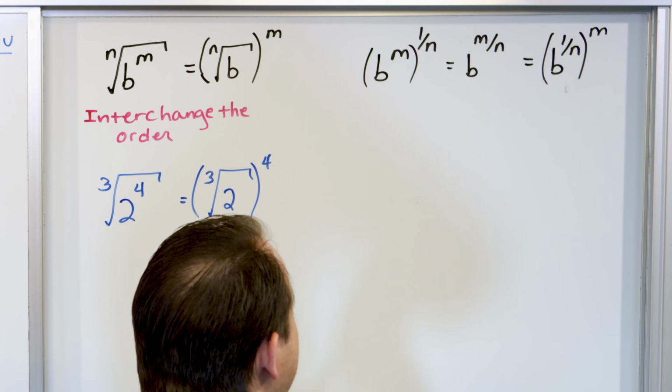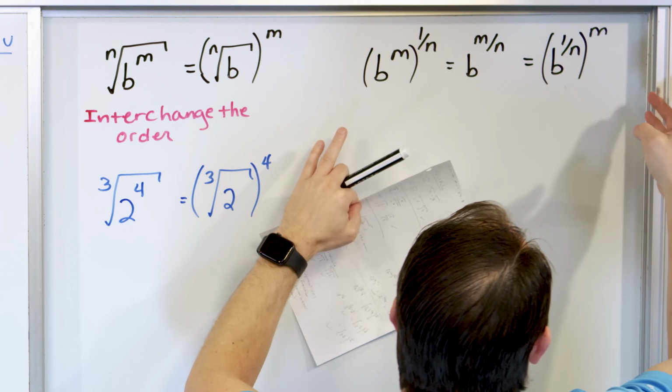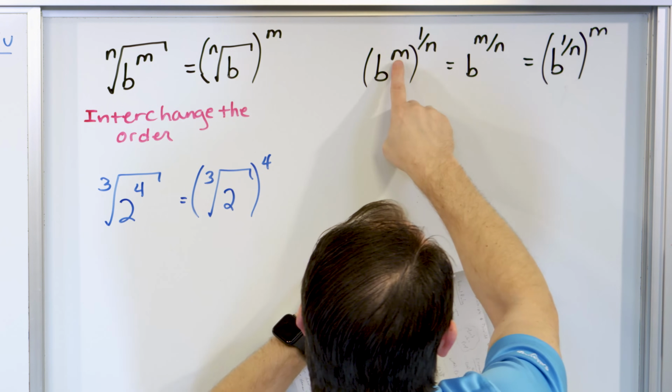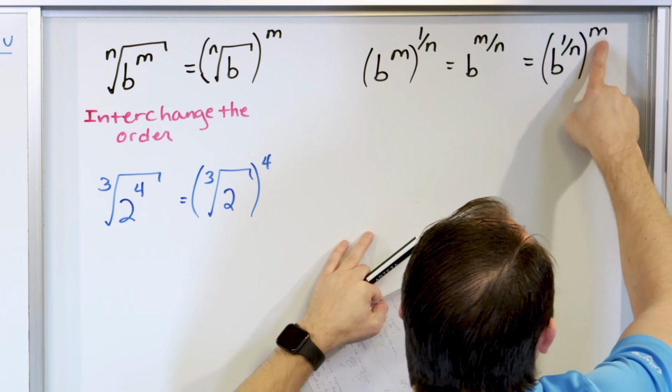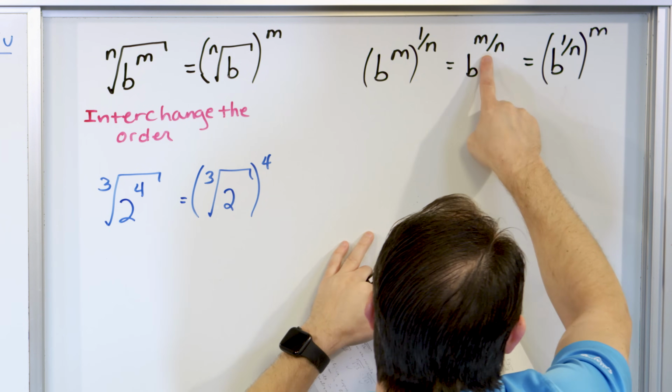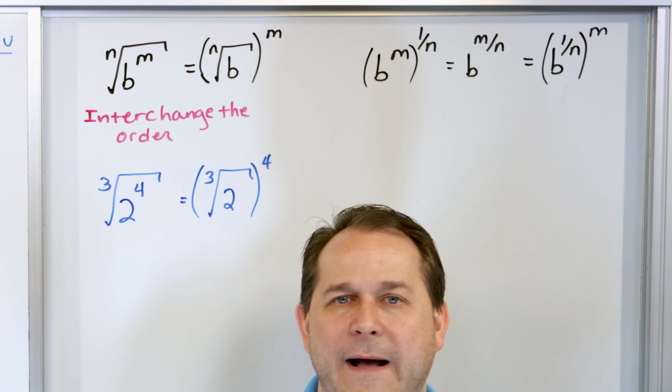Why can I do that? Why can I interchange the order? Because when I have exponents raised to an exponent, all I do is multiply them. So m times 1 over n gives me this, but 1 over n times m also gives me this. That's why you can interchange them, and that's why it's so much better to think about these cube roots and all that as exponents.